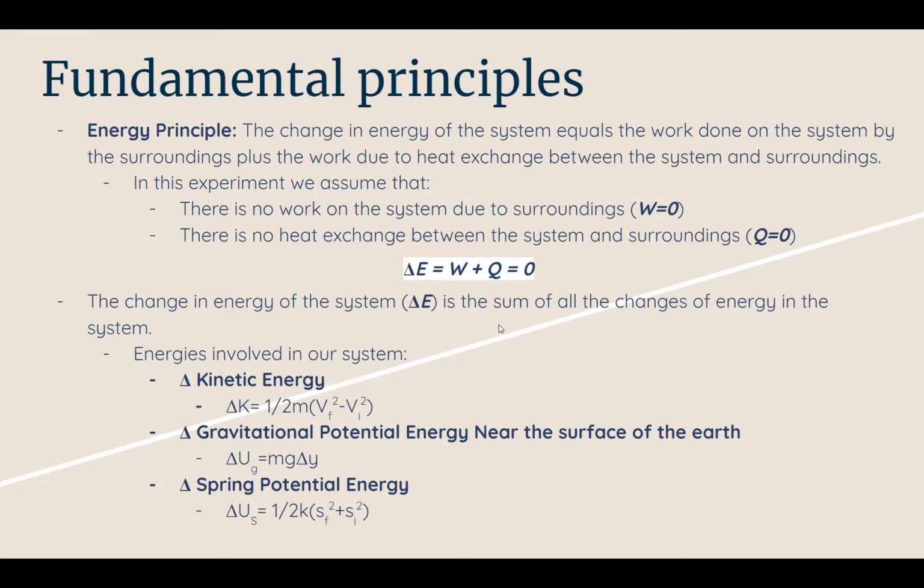Change in energy of the system is the sum of all the changes of the energy in the system, and then these are the energies involved. Kinetic energy, given by this equation. Gravitational potential energy near the surface of the Earth, given by this equation. This delta y can also be substituted as height. Spring potential energy, which is right here as well.